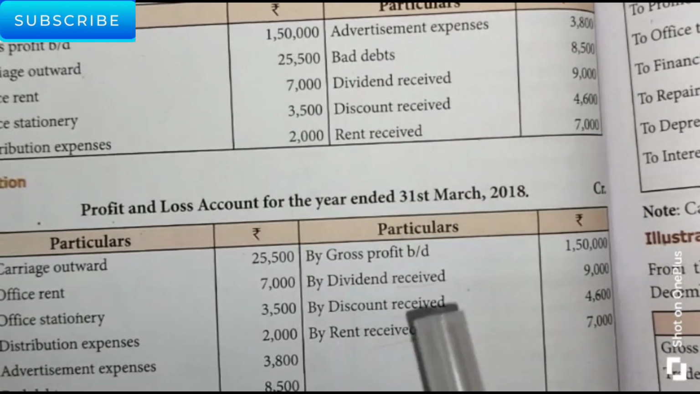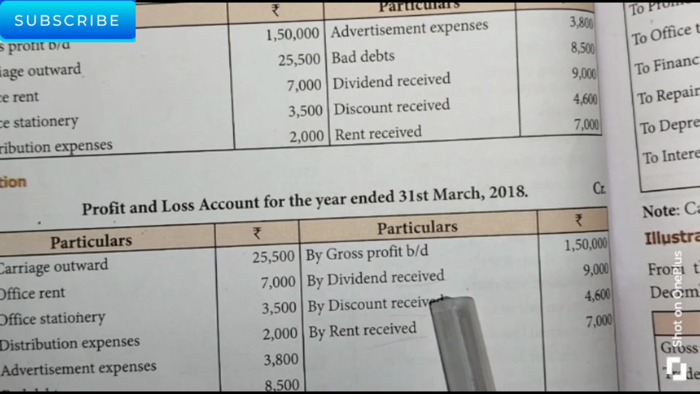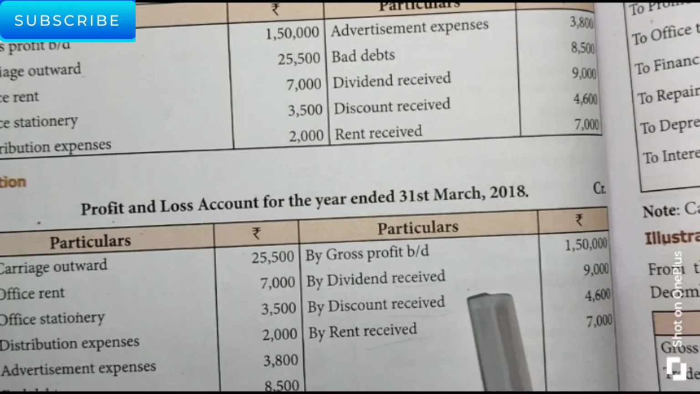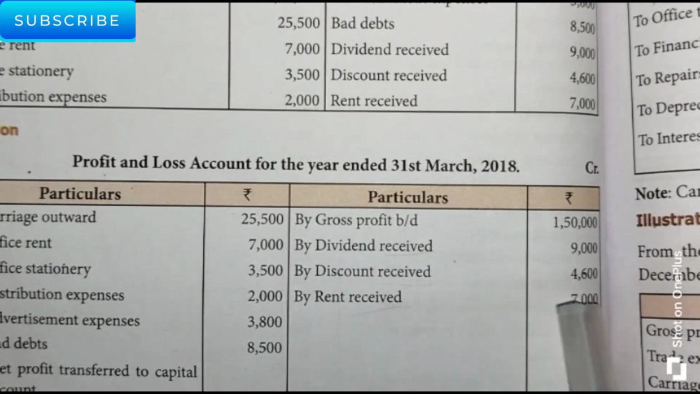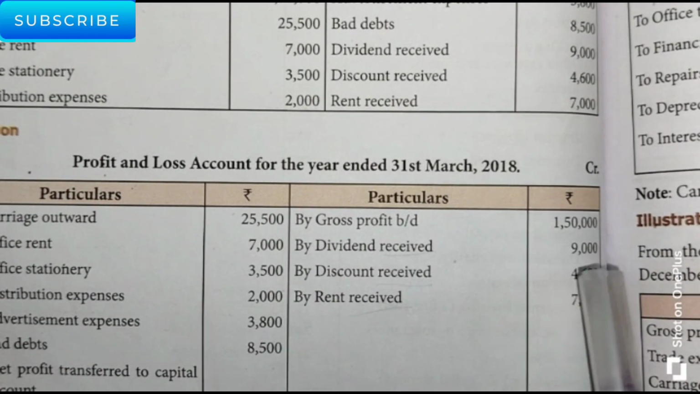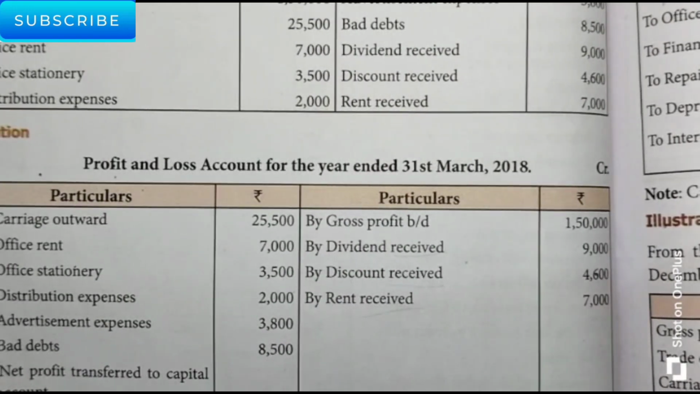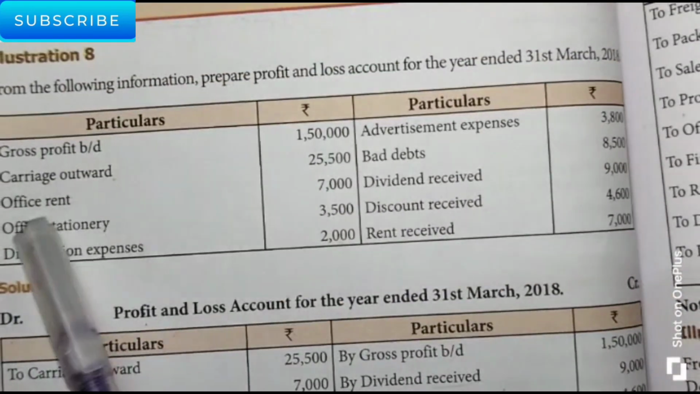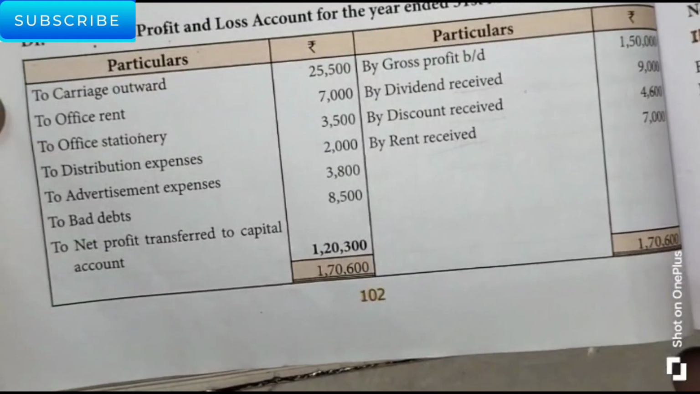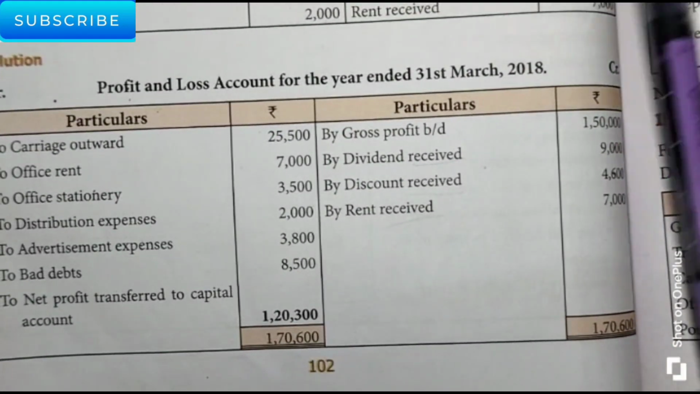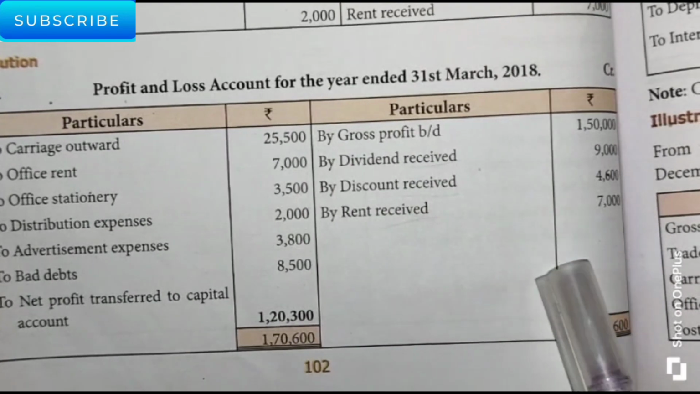These are all indirect incomes of the profit and loss account. They are to be credited. Dividend received, discount received and rent received, we enter on the credit side of the profit and loss account. Then we have entered all the given information in the profit and loss account. Then we have to close the profit and loss account. So for that we have to find out the total.